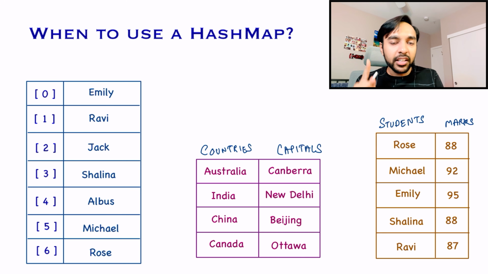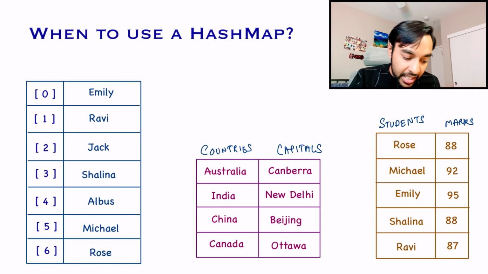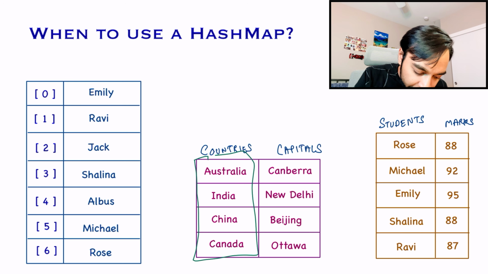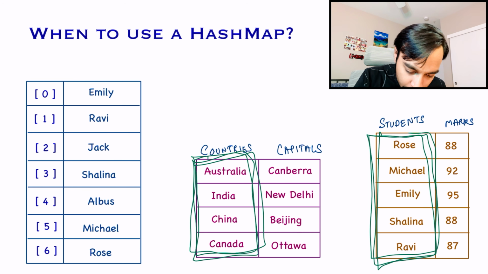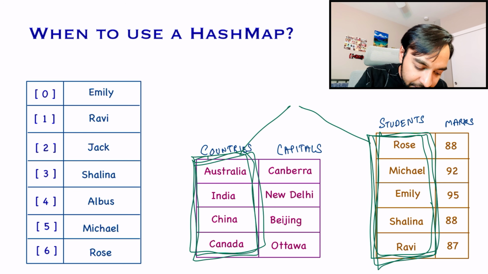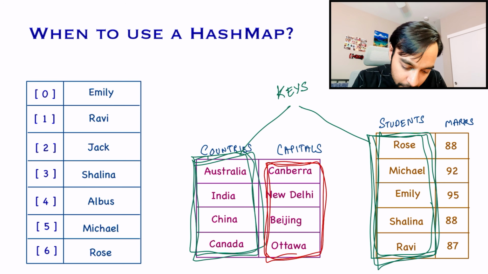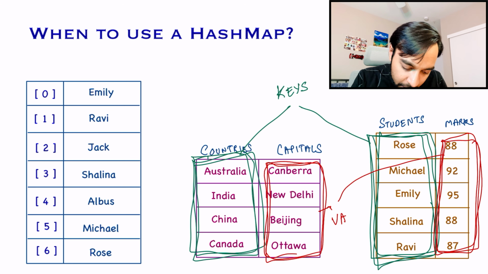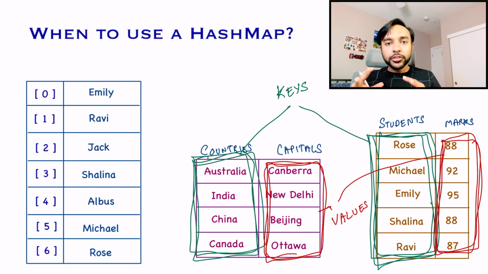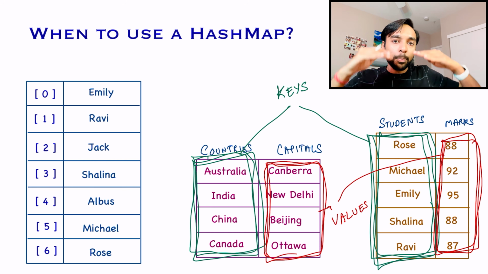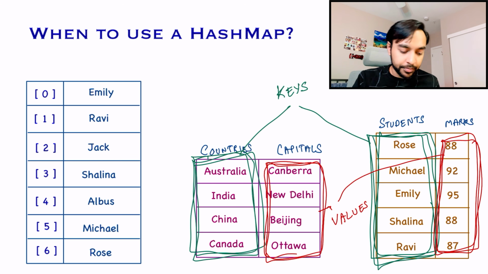One important thing that you must know about a hash map is that all of the values on the left side, these are known as keys, and all of these values on the right side, these are known as values. So a hash map is a composition of key value pairs.